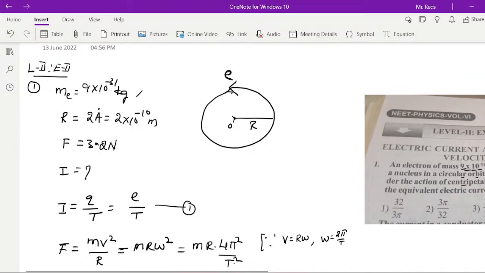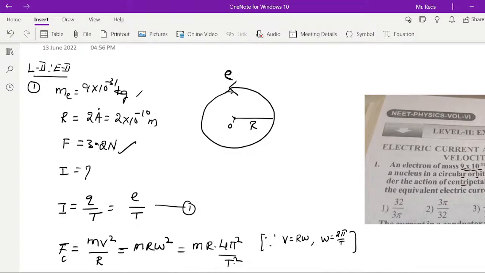For that purpose, let us make use of the centripetal force. We know centripetal force is equal to mv square by r. In terms of angular velocity, if you want to express, you have to replace linear velocity v with v equal to r omega. Why? Because we want the time period, and time period is related to angular velocity. So we have to replace linear velocity with angular velocity first, then angular velocity with time period. For that purpose, let us take v equal to r omega.